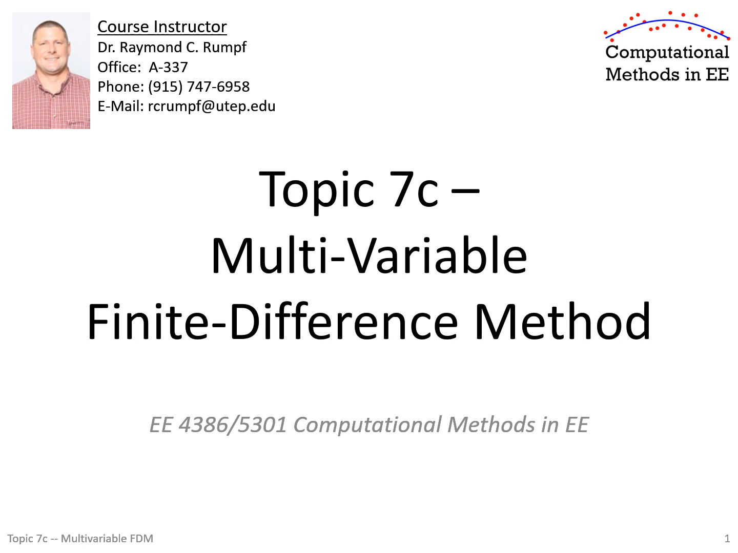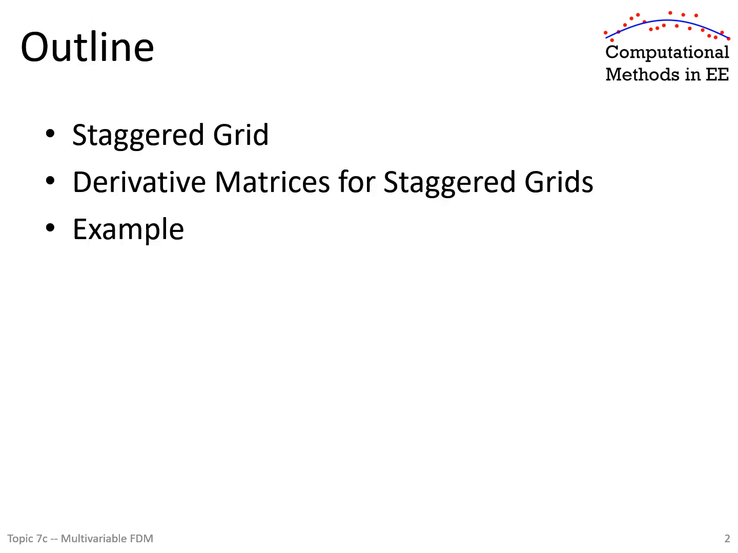Topic 7C, multivariable finite difference method. In this lecture, hopefully we are masters at the ordinary one-dimensional finite difference method. And what we want to do now is talk about how to solve problems that have two unknown functions, or 3 or 4, or really any number. We'll work on 2 here, but the extension to 3, 4, any number is straightforward.